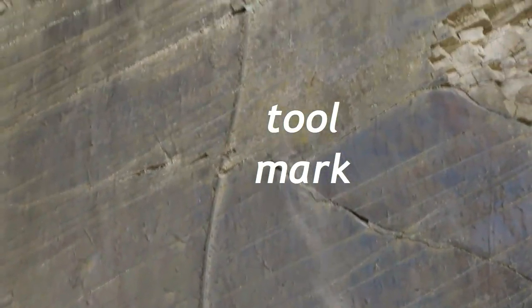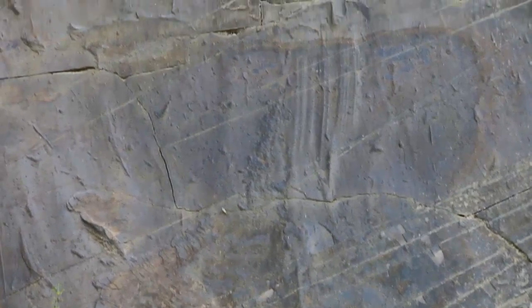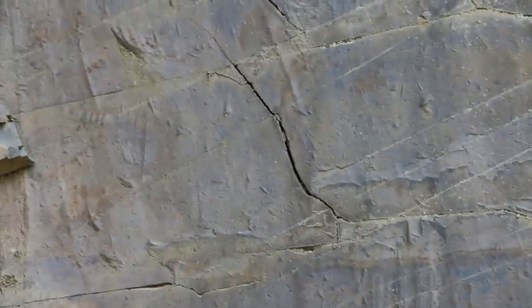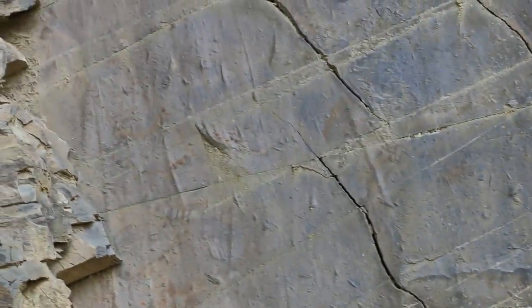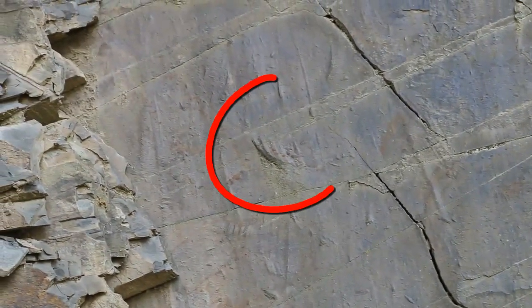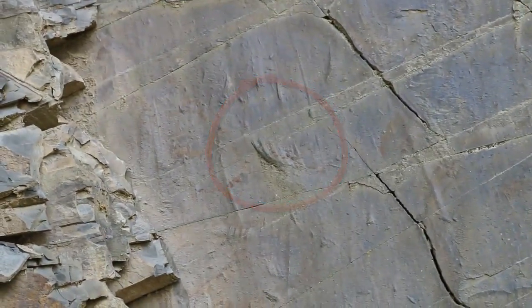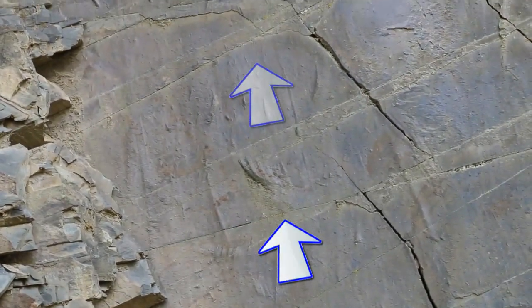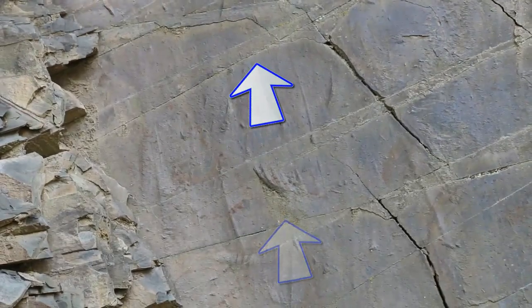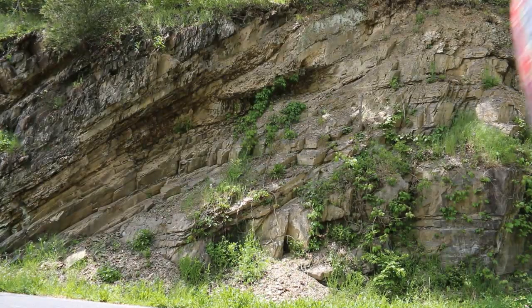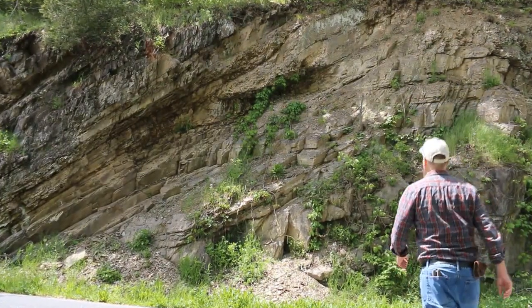That is a heck of a tool mark. Here's some other tool marks, some parallel scratches and grooves running through the rock, and here's the one where you can see it has an asymmetric little divot with some striations coming off of it as whatever the object was dragged downstream.